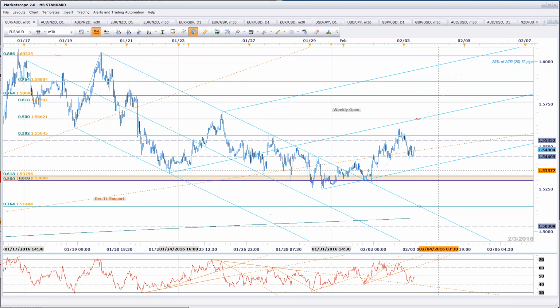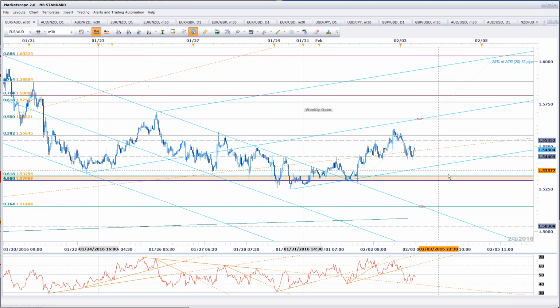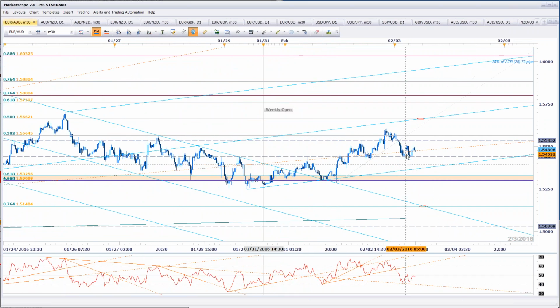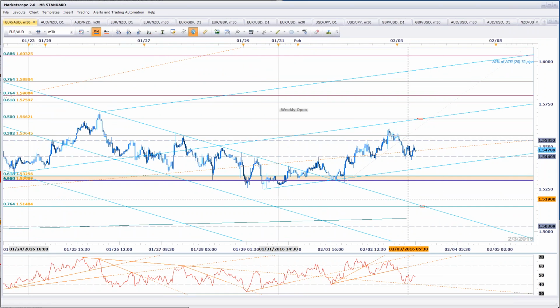But at least that was a really, really tight stop. I'll take a stop like that all day long on a pair that's giving me 75 pips per swing here. So not a bad entry.